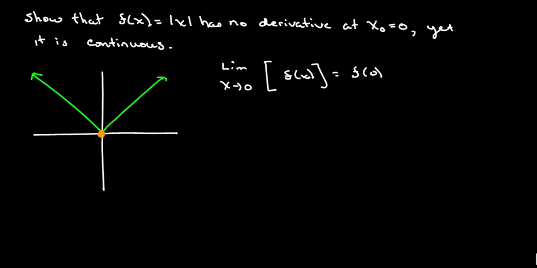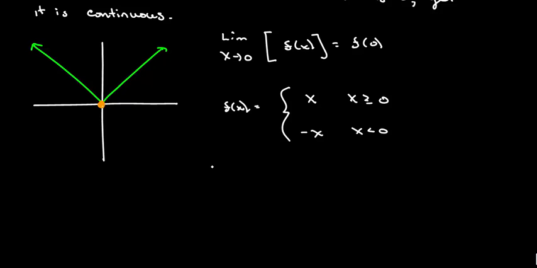Well, the limit as x approaches 0 of f of x. Well, f of x is equal to x when x is greater than or equal to 0, and it's equal to negative x when x is strictly less than 0. So let's take a look. There are two situations. There's the limit as x approaches 0 from the left.